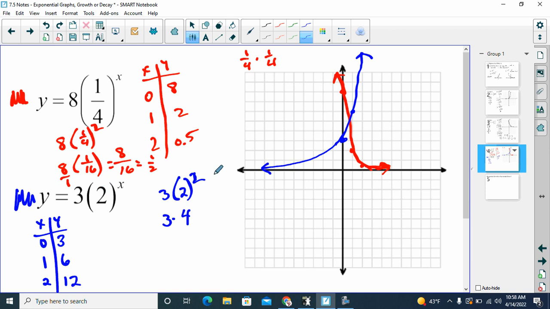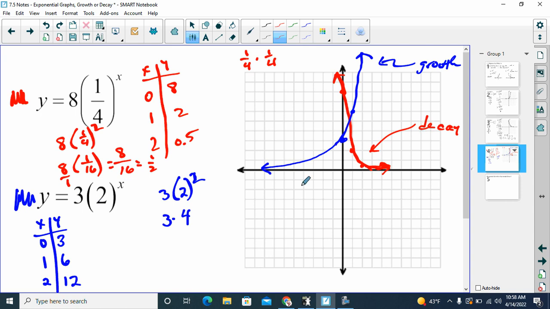I want you to think for a minute how we could tell if it's going to be an exponential growth graph. Growth means gets bigger. So this blue is a growth graph. Or if it's an exponential decay graph, which is the red one here. So obviously, if you draw the graph, you can tell. I want to know just by looking at the equation. So 8 times 1/4 to the x gave me decay.